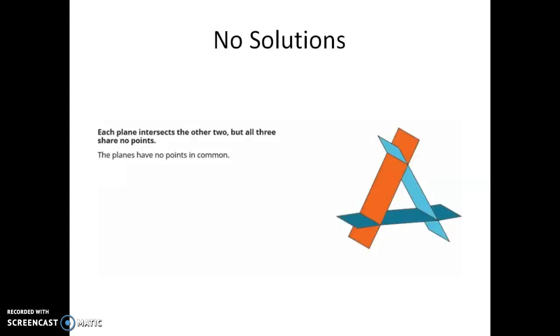Here's another case where we have no solution. All 3 of the planes intersect the other 2, but they don't all 3 intersect at the same time. So there is not one point that sits on all 3 planes at the same time, so there are no solutions to the system.